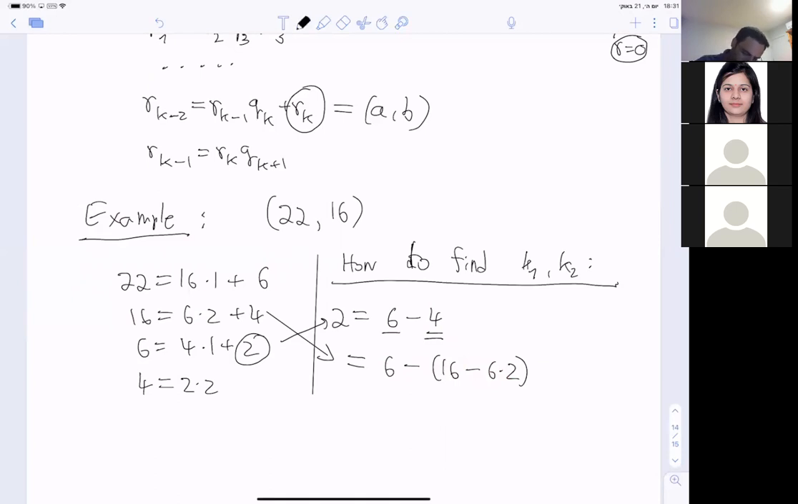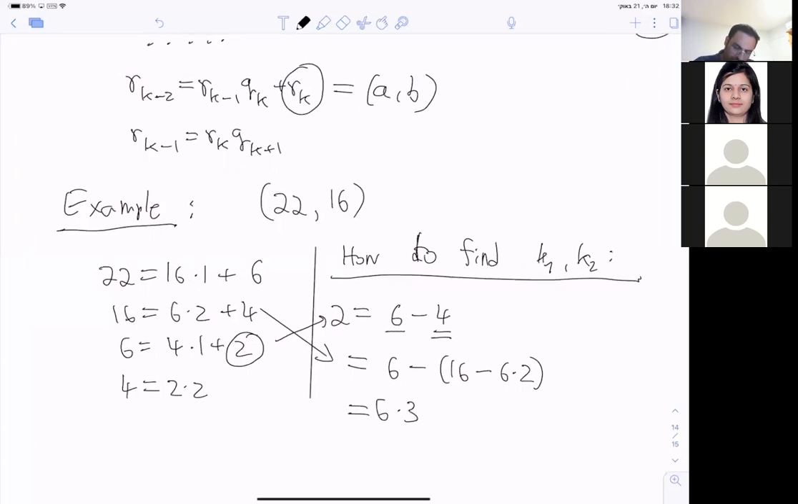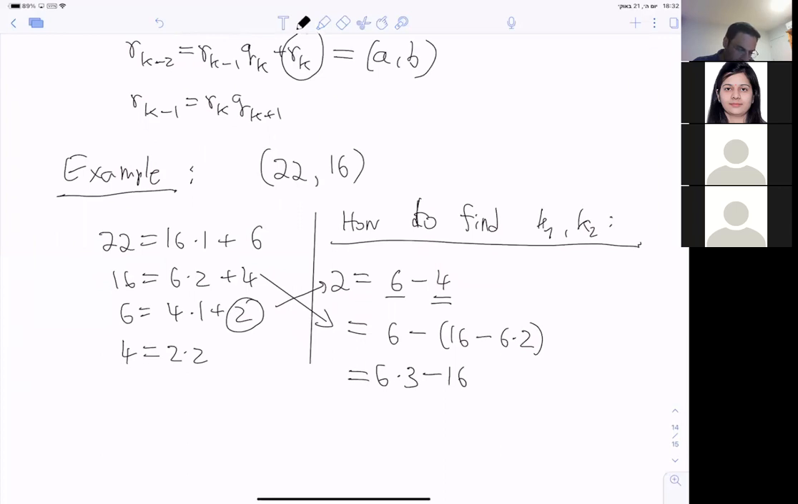Okay, so now I can get together all coefficients of 6. How many do we have? We have 1 times 6 here and 2 others here. You see it's positive. So it's 6 multiplied with 3, minus 16. Let us see that we didn't do any error. 18 minus 16 is 2, okay? So it's okay.